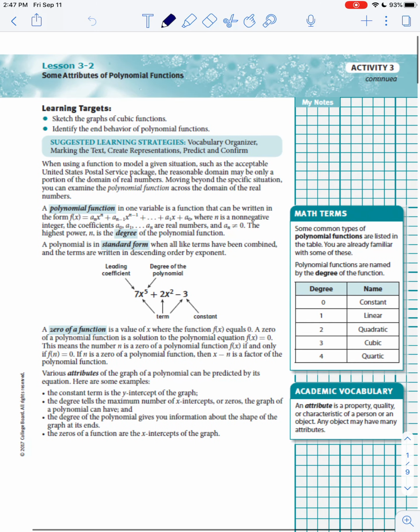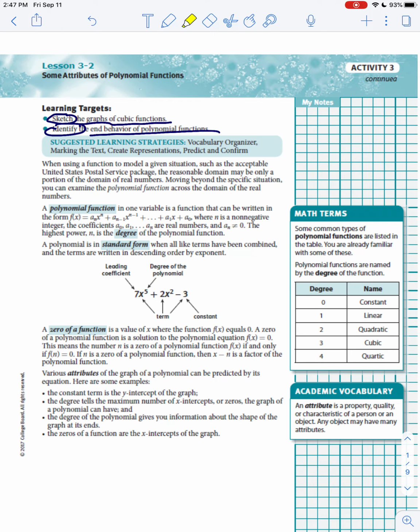So our learning targets for today are going to be to sketch the graphs of cubic functions and even some other ones, and then also this idea of end behavior. We want to identify the end behavior of a polynomial function. So first, a quick review of what we have learned about polynomials already.